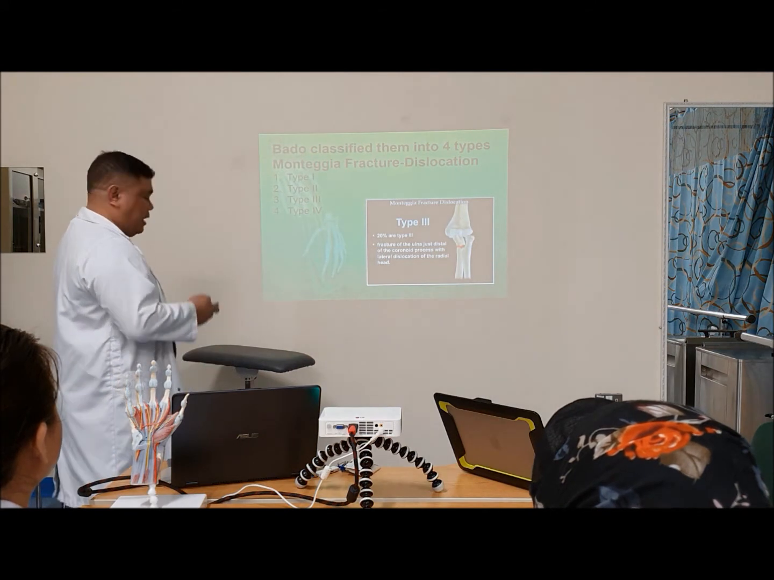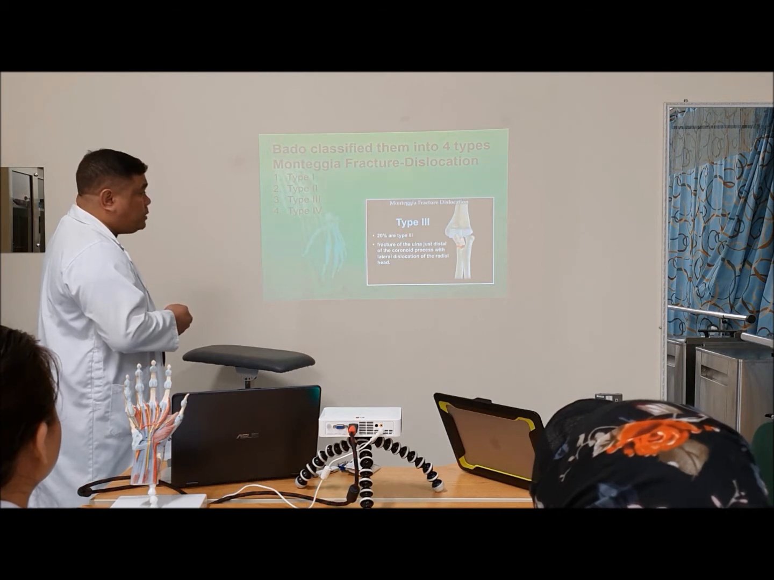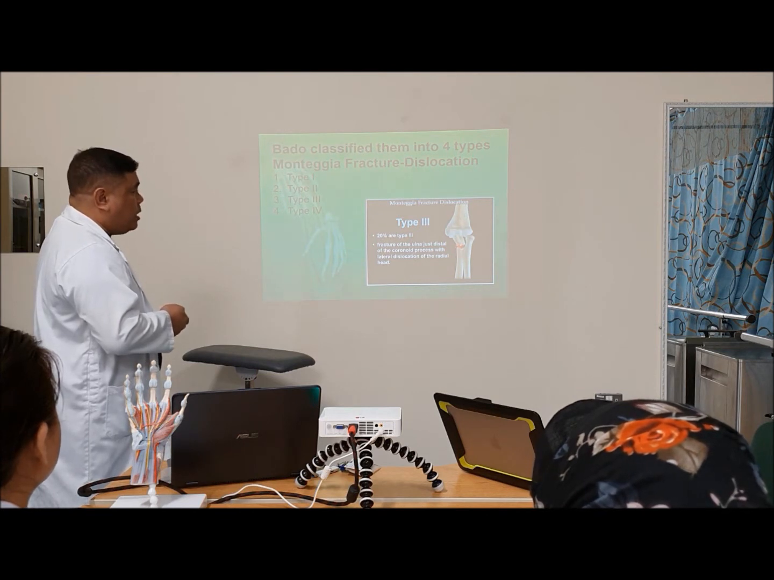And in type 3, he classified the position how dislocate the radial head. Here it dislocated laterally. And the dislocation also, and the fracture still in the ulna, but the head of the radius dislocated laterally.